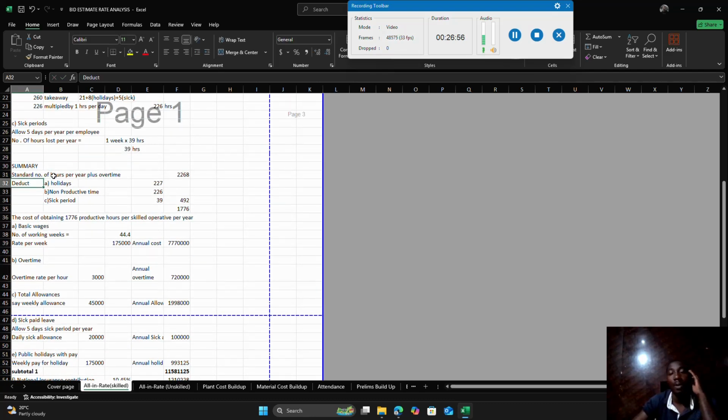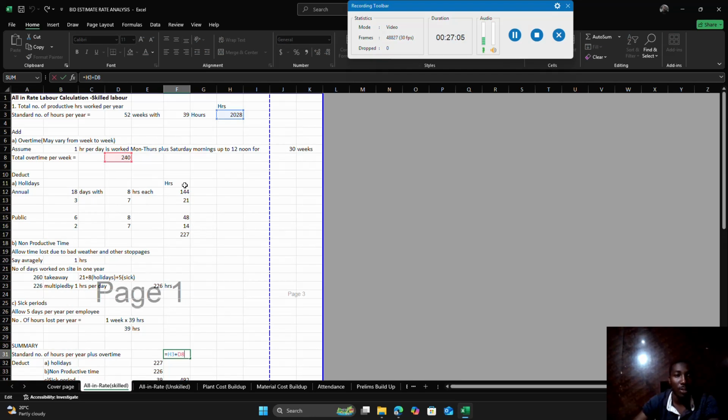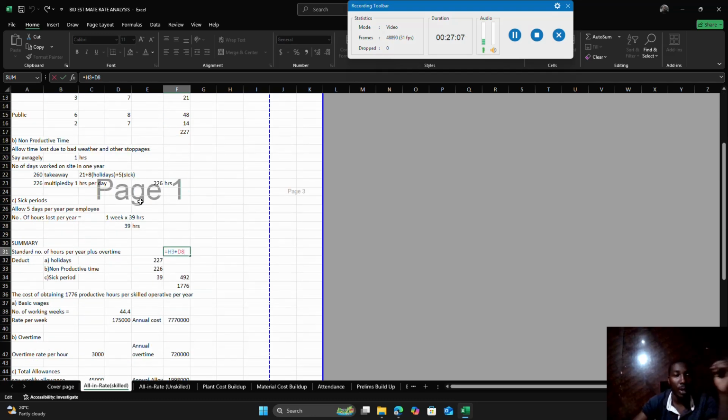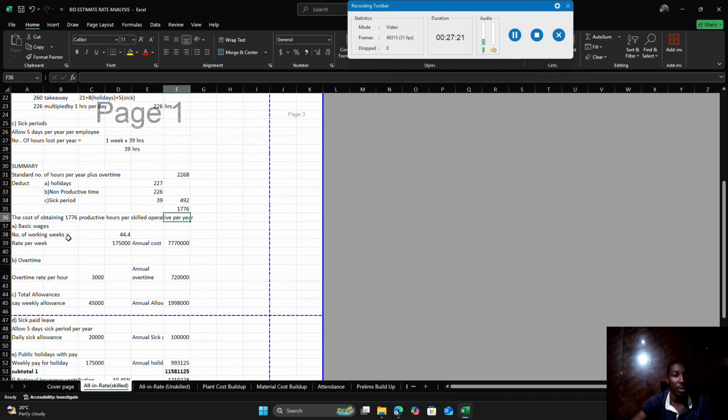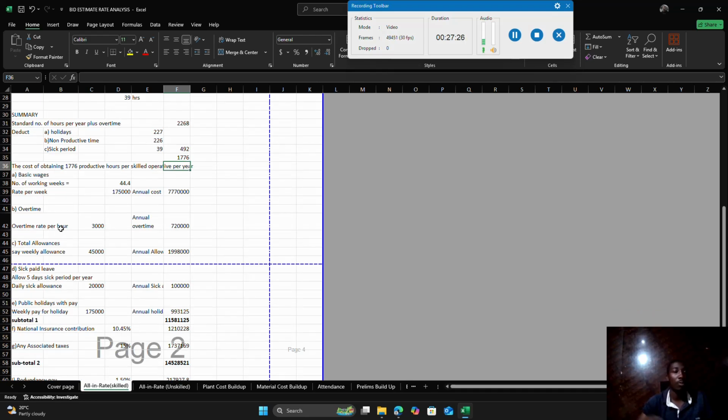The summary for the number of hours per year plus overtime is 2,268, which is the sum of these two. Then we have non-productive time, which is we deduct holidays, non-productive time, and sick period, which gives us 1,776. So the cost of obtaining these hours, we shall now look at the calculation for the cost of getting these hours from a worker.